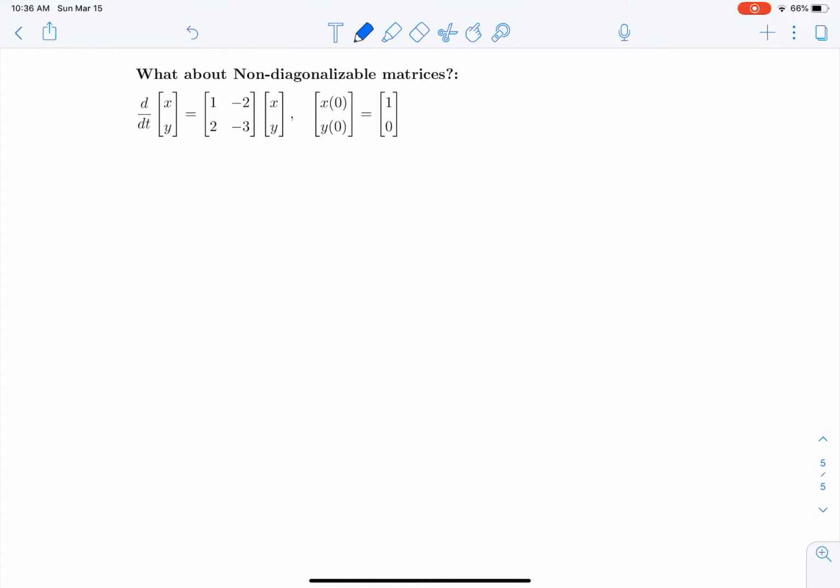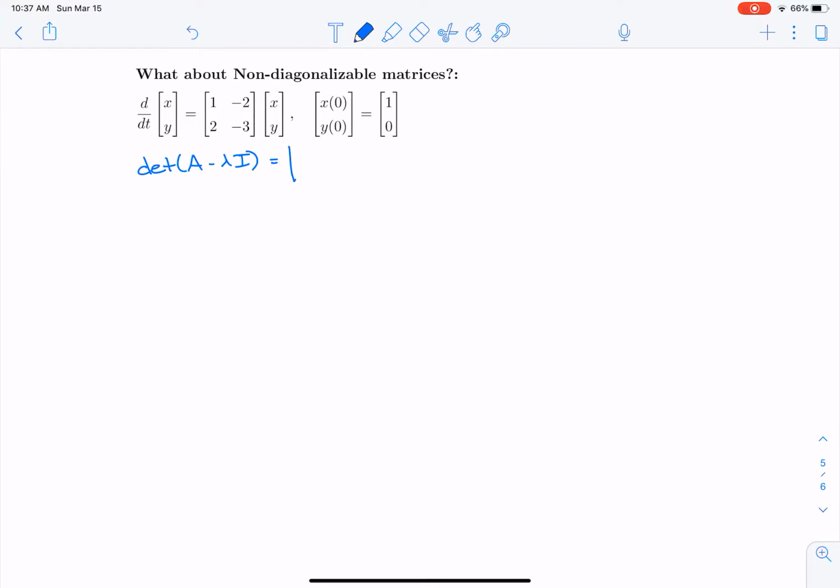Now we move on to our last example. But in this example, we're going to have a matrix that is not diagonalizable. We're going to look at the problem d/dt of (x, y) is the matrix [1, -2; 2, -3] times (x, y), with an initial condition of (1, 0). In this case, we need to take the determinant of A minus lambda I to discover the eigenvalues.